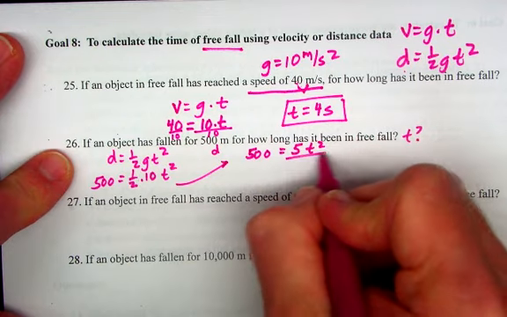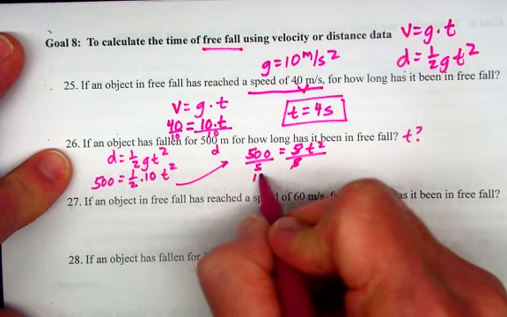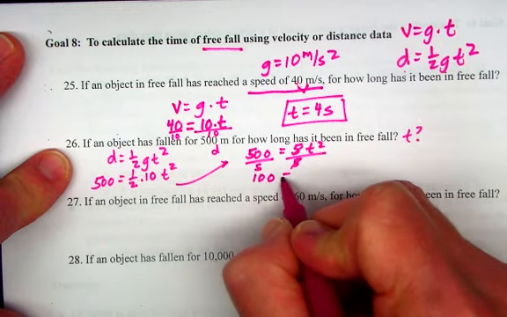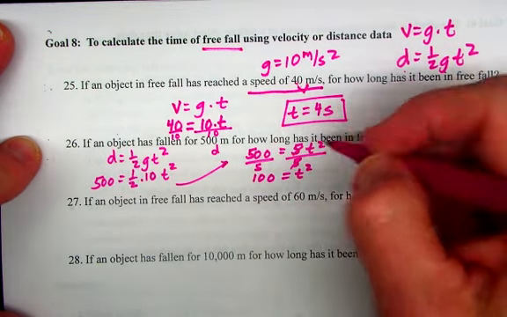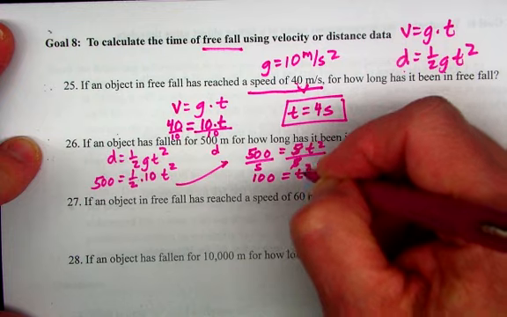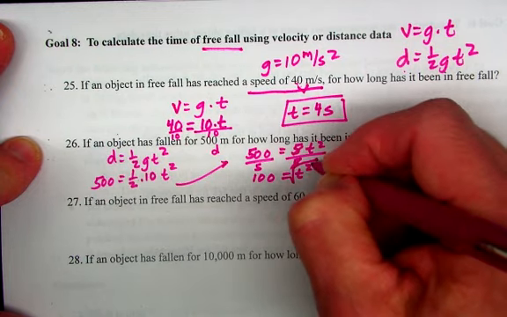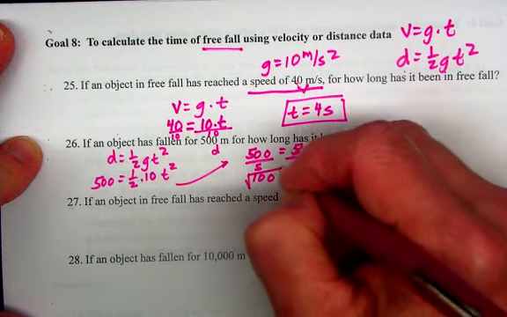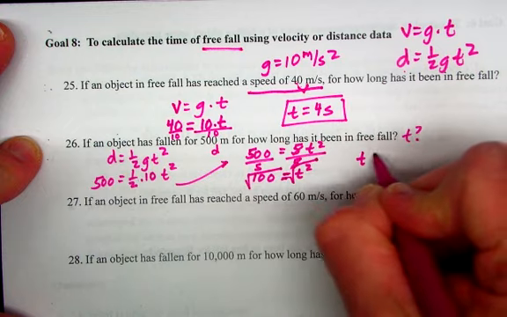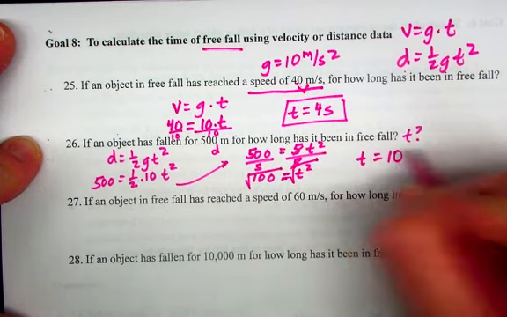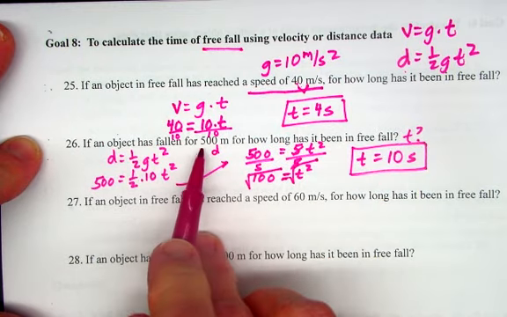Now I need to divide both sides by 5 to get rid of the 5. 500 divided by 5 is 100, so 100 equals t squared. If you've forgotten, how do you find the t if you have t squared? You have to take the square root. If I take the square root of t squared, I get t. But I have to do this to both sides because it's an equation; I've got to treat it equally. The square root of t squared is t, and the square root of 100 is 10. So it's been in free fall for 10 seconds if it fell 500 meters.